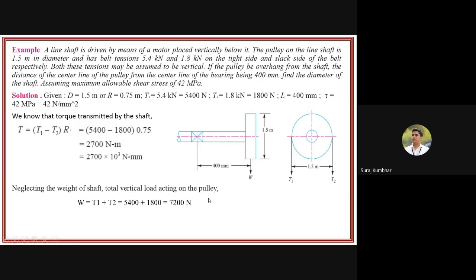Here we have not considered the weight of the shaft because it is not given. So you can neglect the weight of the shaft, but you can find the load acting on that particular pulley. Are you getting this, all of you?